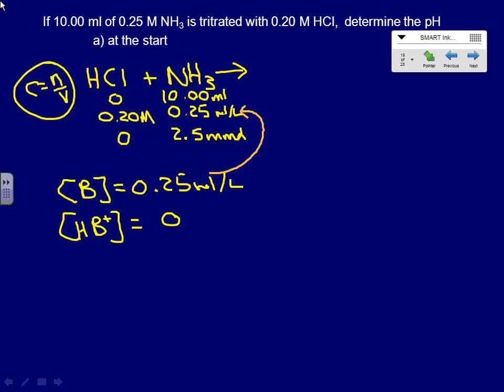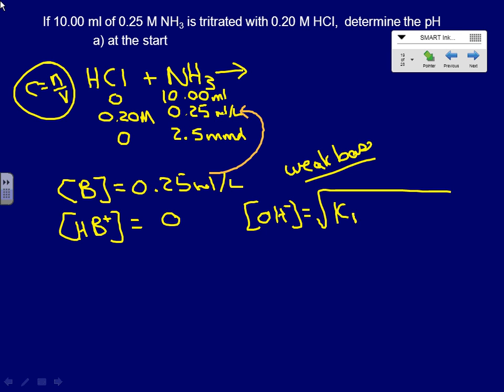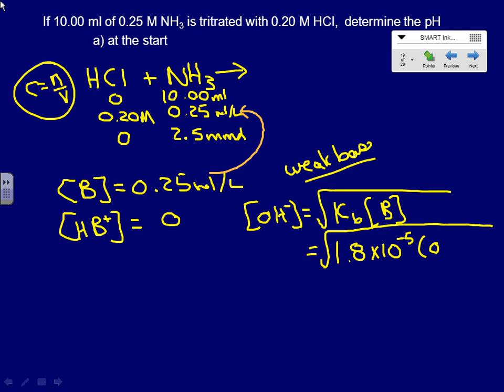So what does that make this? Well, with only base in the water, this is simply a weak base problem, which means the OH concentration will be equal to the Kb times the concentration of B. Now it turns out that for NH3, the Kb is 1.8 times 10 to the minus 5. And if you think that looks familiar, that is also the same as the Ka for acetic acid, even though that's a coincidence. That is not a relationship. Multiply that by 0.25, our original concentration.